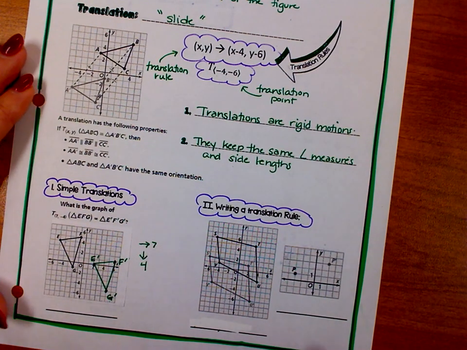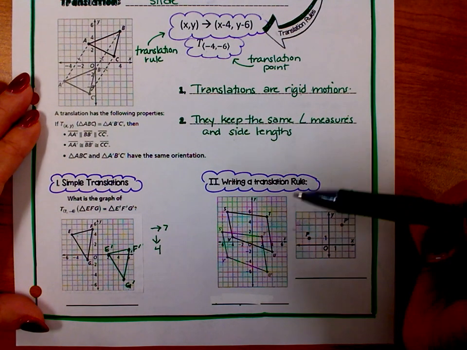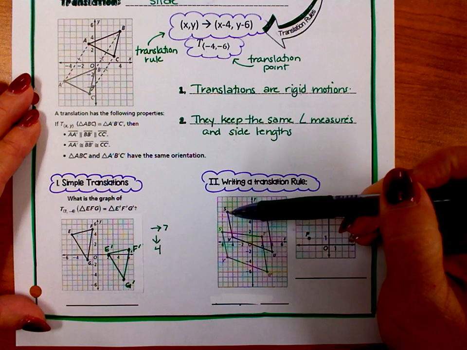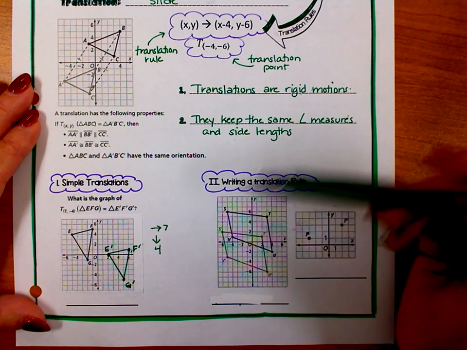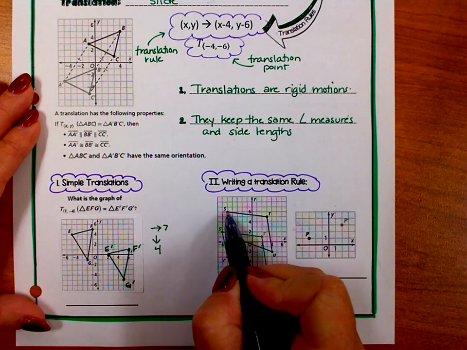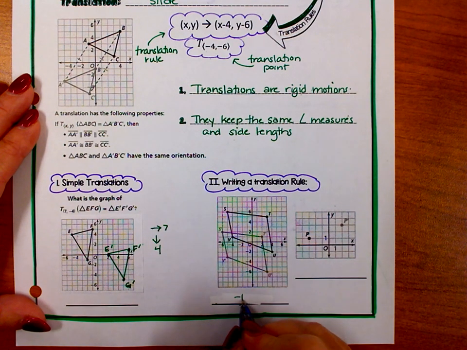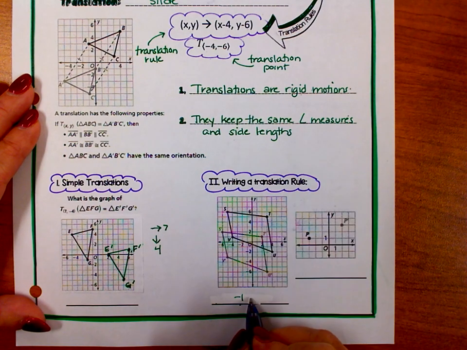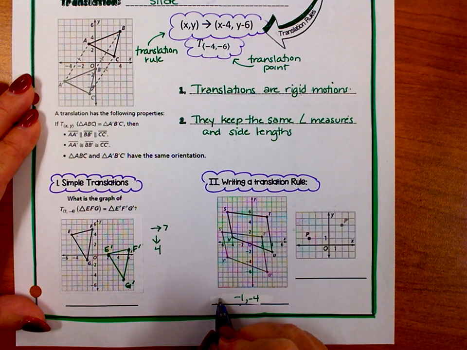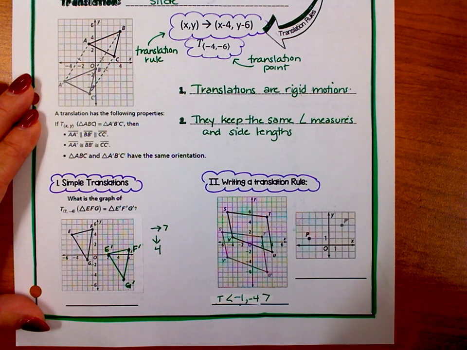Okay, let's take a look at writing a translation rule. That's easy enough. Go from one of your original points to one of your transformed points. S seems to be one that's easy to follow. So this one, to get from S to S prime, we have to go back 1, which means -1, and we're going to go down 1, 2, 3, 4, which means -4. So our translation point is -1, -4.